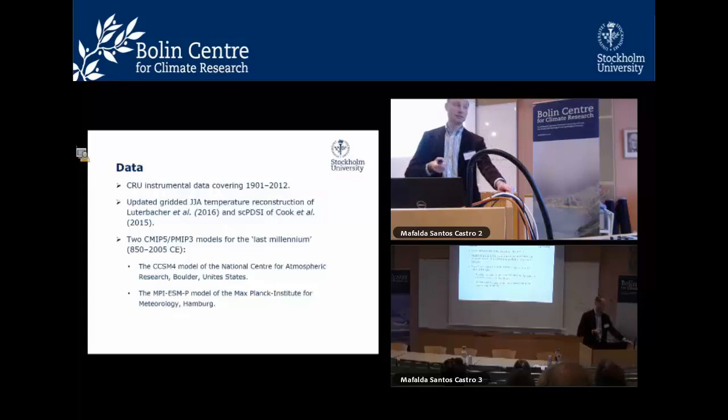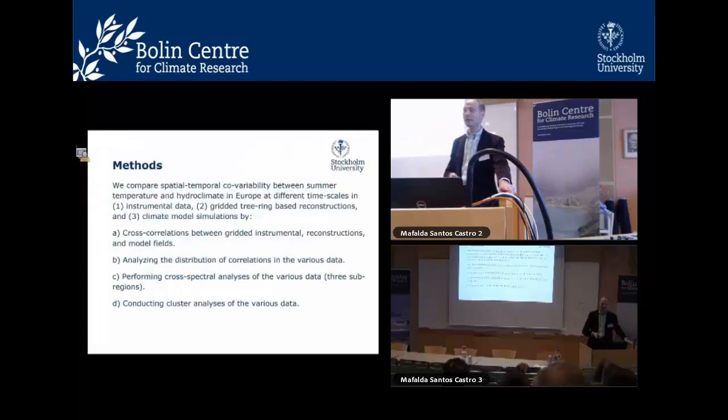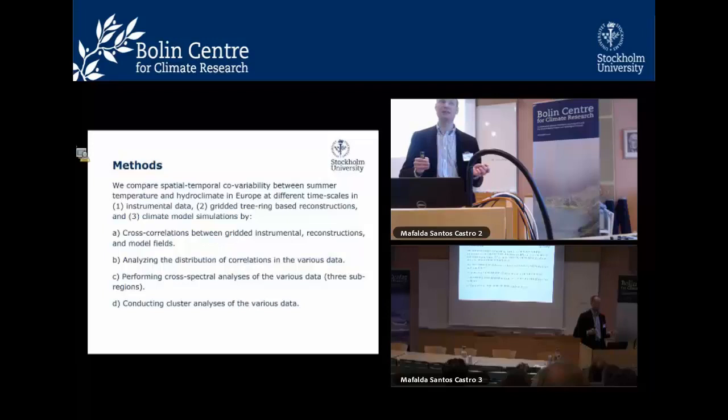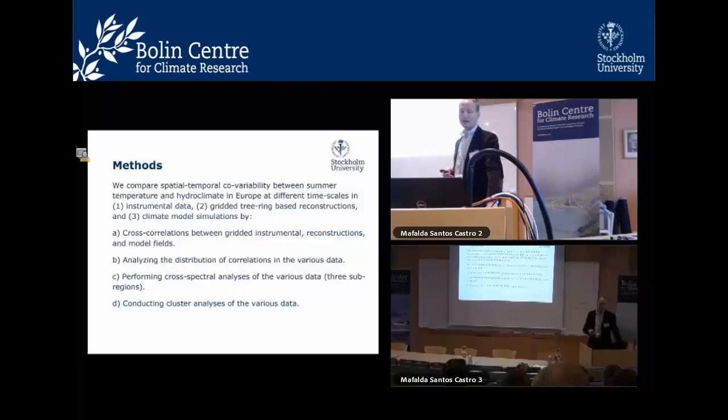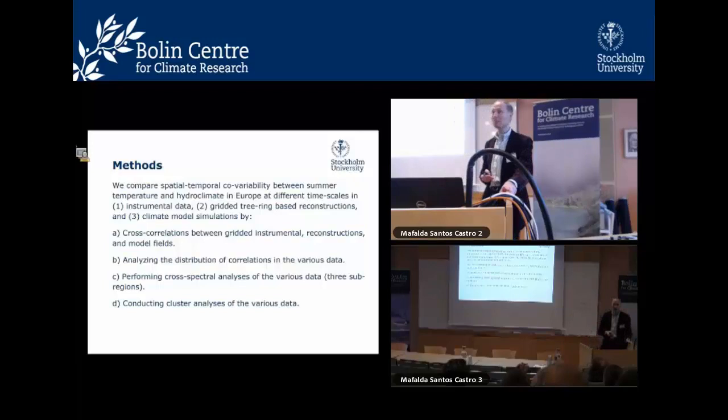What we do is compare the spatial covariability between summer temperature and hydroclimate at different timescales, from interannual up to centennial. Obviously, you can't have centennial timescales in instrumental data, it's simply too short, but for the reconstructions and the models we can. We look at the cross correlations, and at the distributions of correlations to detect dipole patterns, for example. We also look at the spectral patterns in different subregions.